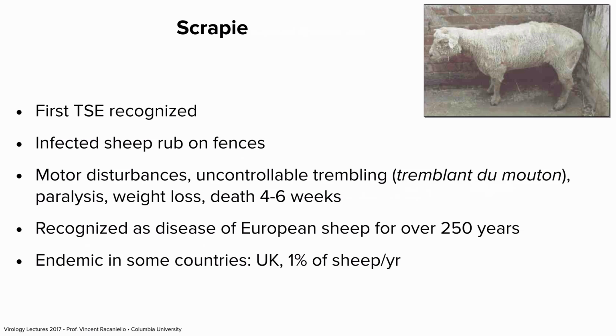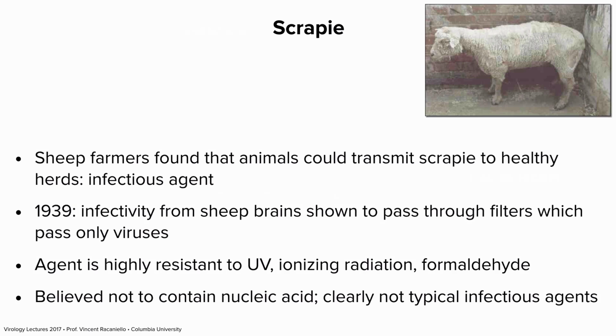But European sheep farmers did recognize it, and they learned that it was an infectious agent. In some countries, we still have it. In the UK, 1% of the sheep come down with Scrapie every year. I would not eat mutton, frankly, in the UK. That's what sheep is, mutton, right? Because you might get Scrapie from them. Although I don't know of any direct Scrapie from sheep, so maybe it's okay.